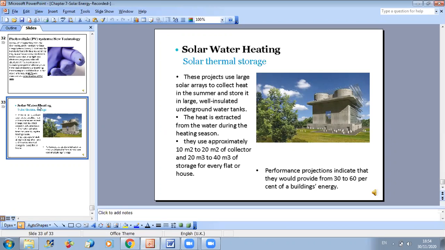Here the disadvantage is you need a very large amount of space. You need to go underground first to have a very large volume, and to have the possibility to store heat. But on the other hand, you can benefit from the solar energy during hot seasons and use it in cool seasons. Performance projections indicate that they would provide from 30 to 60% of a building's energy. So they can save a lot of energy if implemented in buildings.